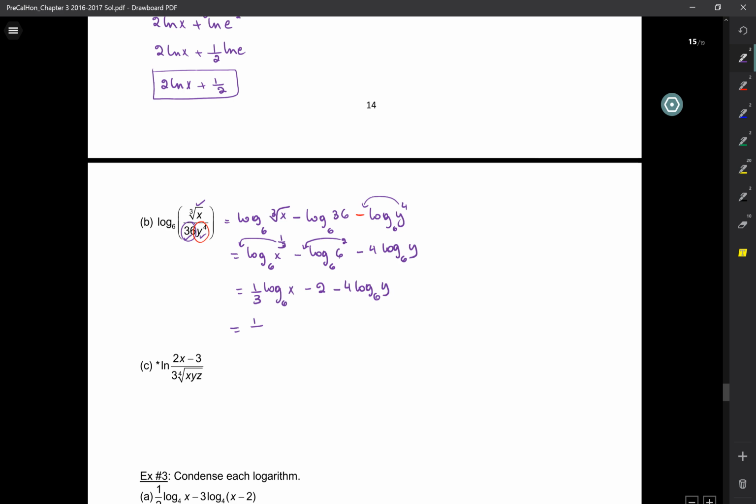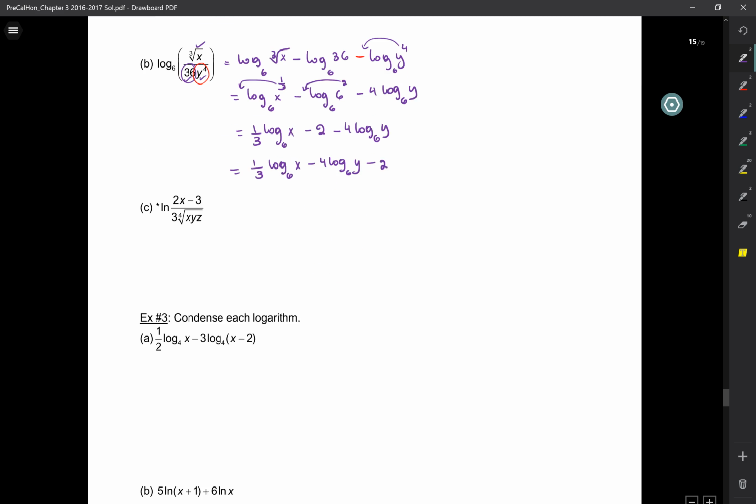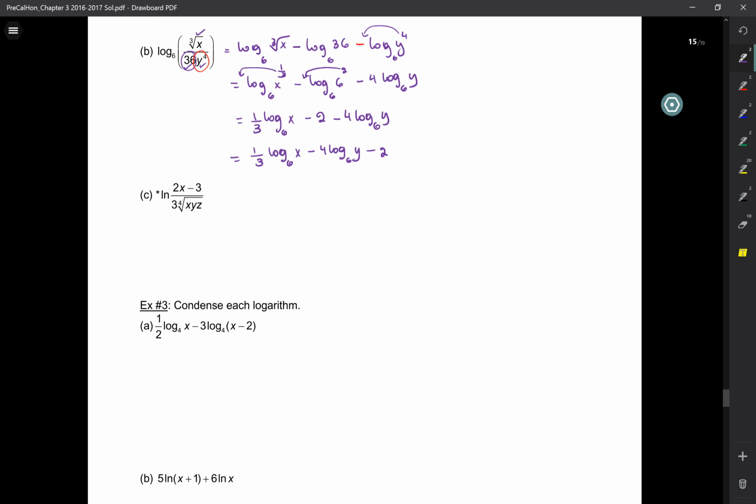So let's write it in more conventional form. The variables will come first, and then the constant. Okay. Here, the reason why I have an asterisk in front of this one is that whenever you have something like this, remember that this numerator is an entity of its own, right? So we put parentheses around that one. So now this is going to turn into ln of 2x minus 3.